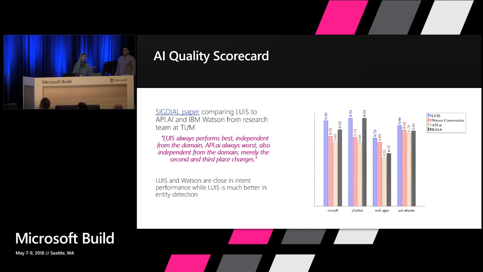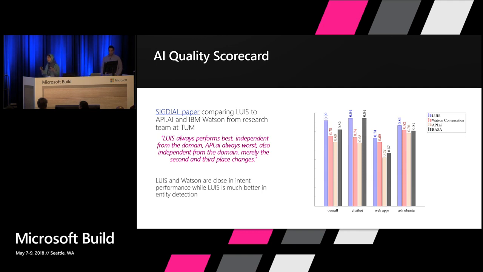These are the results coming out of the paper on 4 data sets that were developed by the authors of the paper. And this is a quote from the paper that Lewis has always been performing the best. You can see from the results here that for both intents and entities on the 4 data sets, Lewis has been performing better than the other systems. Lewis and Watson were close in intent performance, but Lewis was much better in entities.